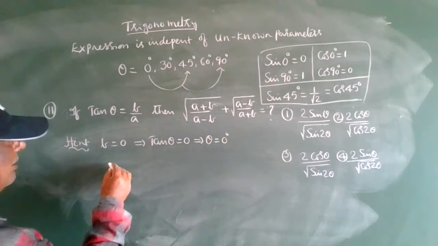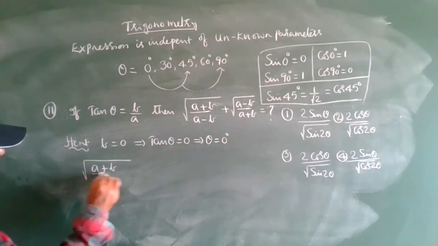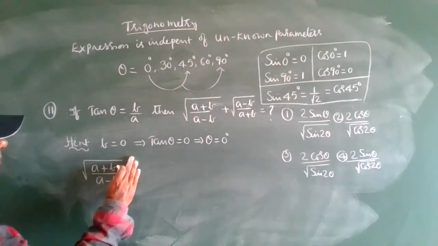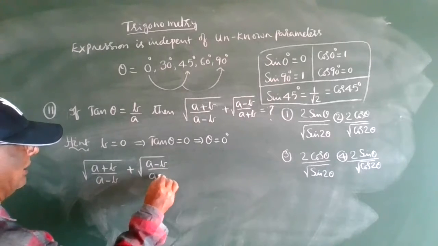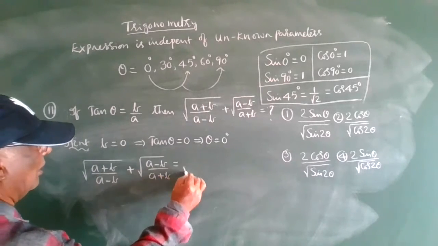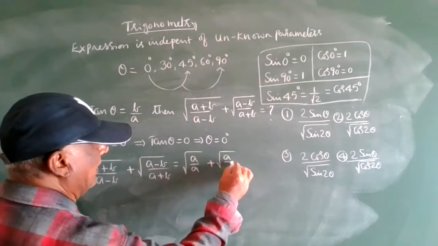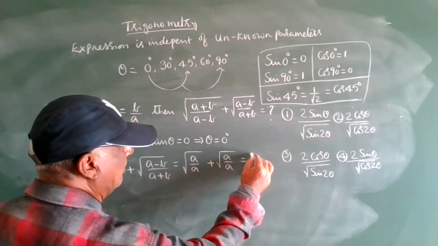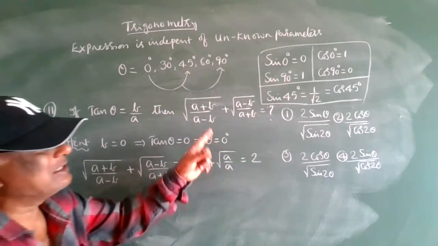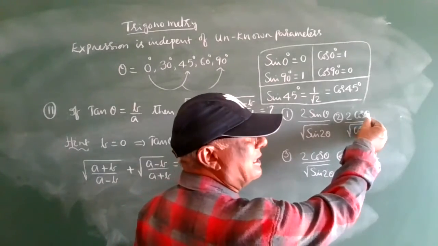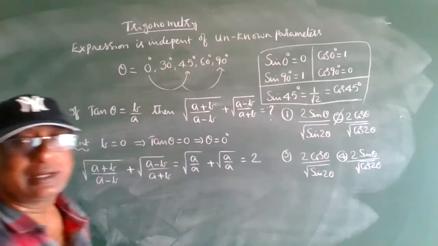Okay? Now write down the required answer in this problem: a plus b by a minus b, plus a minus b by a plus b. The b value is 0, so root over a by a plus root over a by a. Its value is 1 plus 1, which is 2. So we get 2. Substitute 0 degrees: cos 0 degrees is 1, cos 0 degrees is 1. We get 2. The second option is completed.